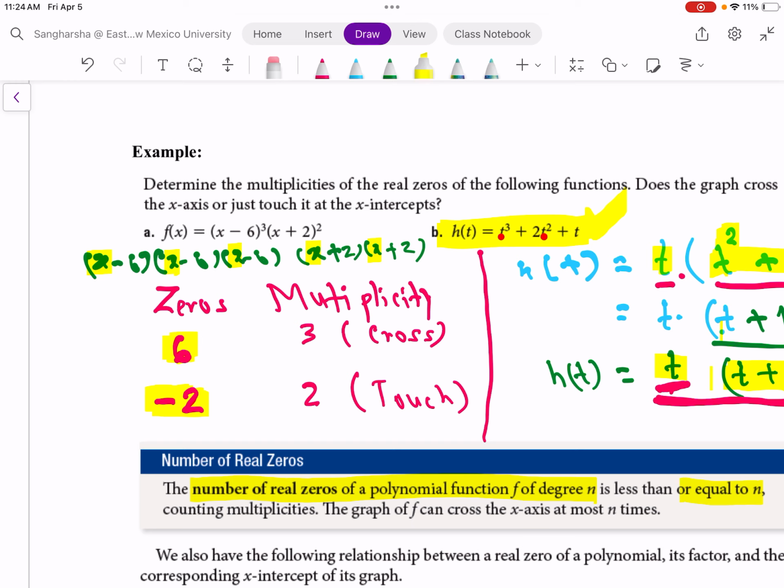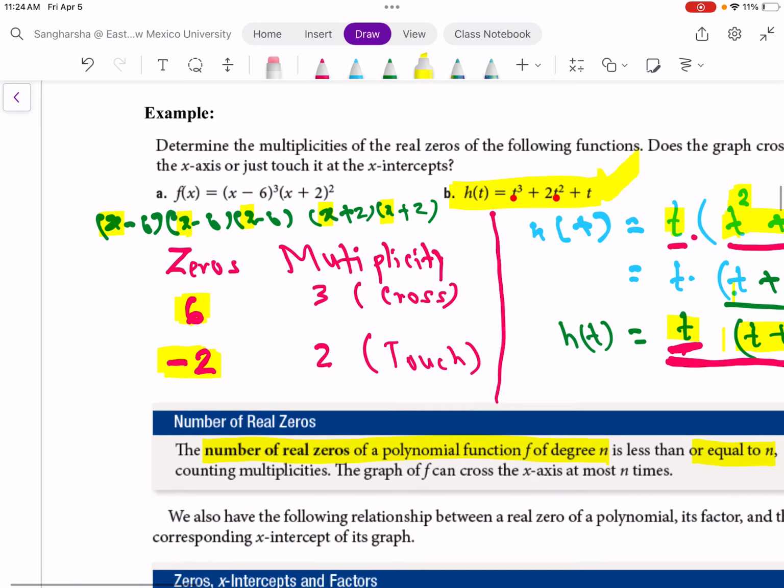Now if 5 is the degree, how many x-intercepts is this function going to have? It's 5 or less. And how many real zeros is this function going to have? 5 or less. It can be equal to 5 or it can be less than 5. Okay, so that's the one principle here.